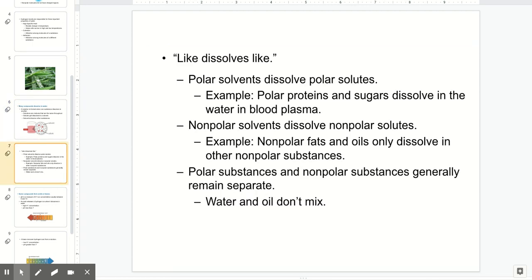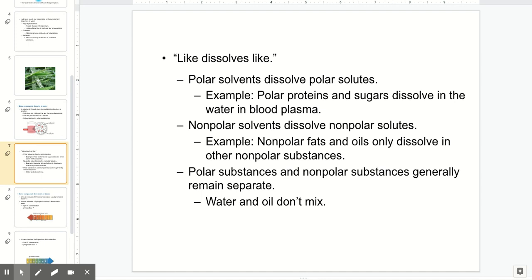We follow this rule in science: like dissolves like. So, what does that mean? Recall that water is a polar molecule. It has little areas that are charged and little areas that are not charged. Because of this, it only dissolves polar solutes. For example, in blood, we have polar proteins and sugars that get dissolved in water to form blood plasma.